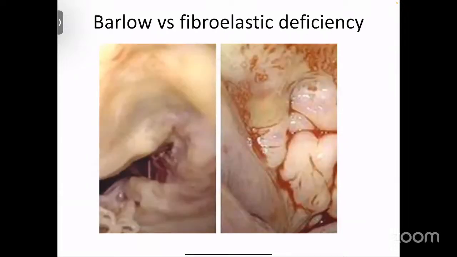This picture demonstrates the different pathoanatomical changes between Barlow disease, which occurs typically in a younger population, and fibroelastic disease, which typically presents in an older population. You can appreciate in the image on the right the mitral valve changes in Barlow's disease, showing excess, spongy, and weak fibroelastic connective tissue constituting the leaflets and the cords.